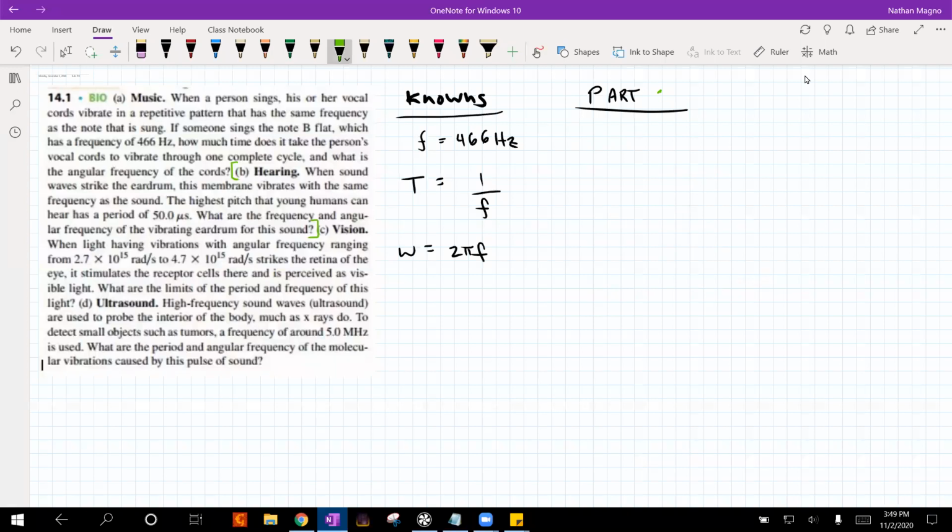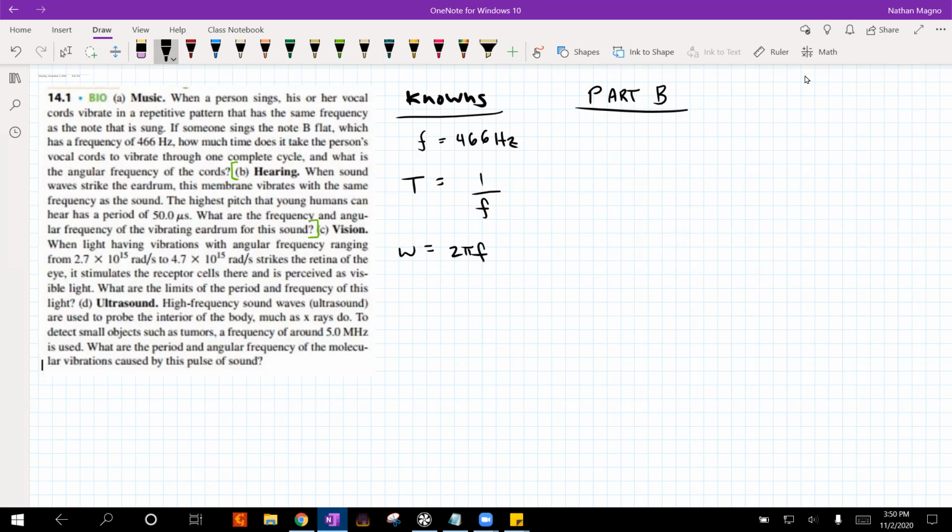All right, part B. So part B has to do with hearing. When sound waves strike the eardrum, the membrane in your eardrum vibrates with the same frequency as the sound. The highest pitch that young humans can hear has a period of 50 microseconds or 50 times 10 to the negative 6 seconds. What are the frequency and angular frequency of the vibrating eardrum?